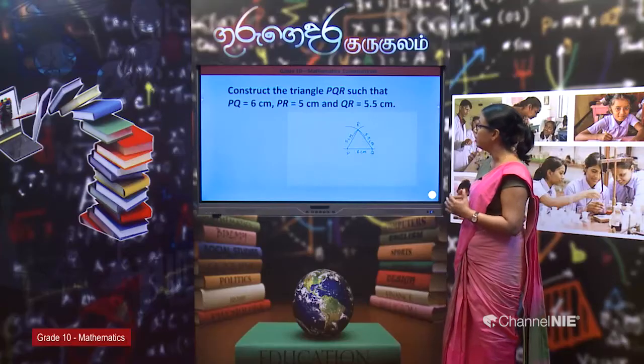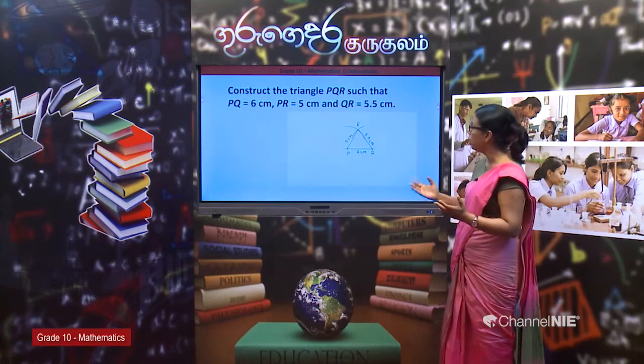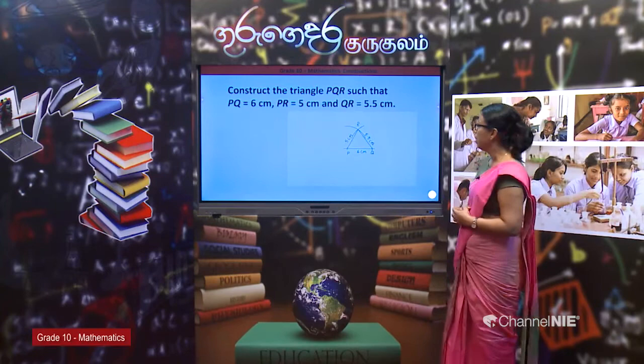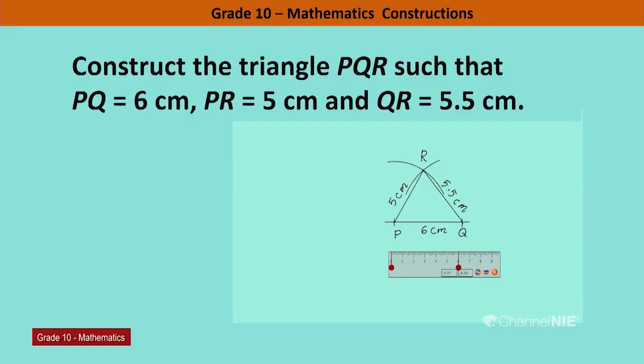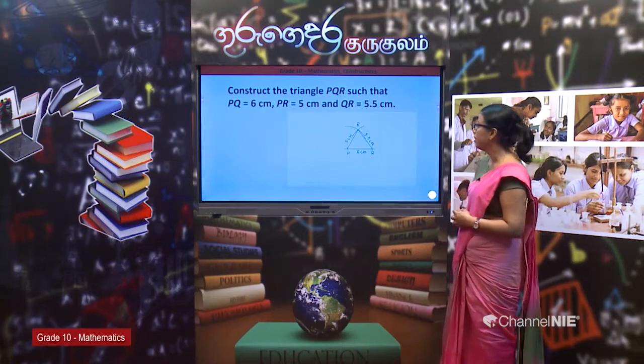So, remember the steps. We taken the base as longest side. If you want, you can start it from any side. Next we wanted to find the other point R. Using the two arcs we found the point. Without taking two arcs we can't find a point.